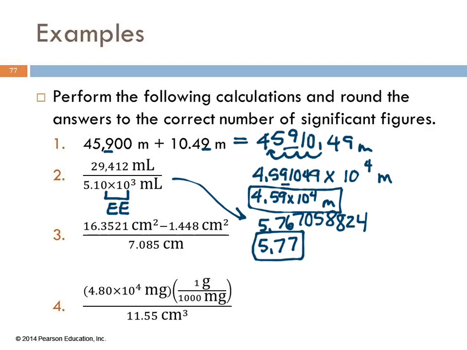What happened to the units on that? They canceled. Milliliters over milliliters. Poof, they went away. It happens. It doesn't have units anymore. It can happen. It's relatively rare in chemistry, but it can happen. And when it does happen, you should go, huh? And go back and double check sometimes.